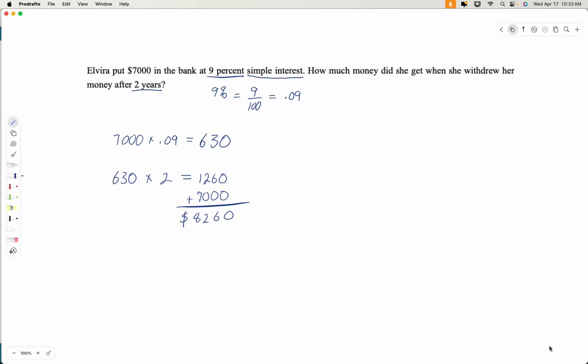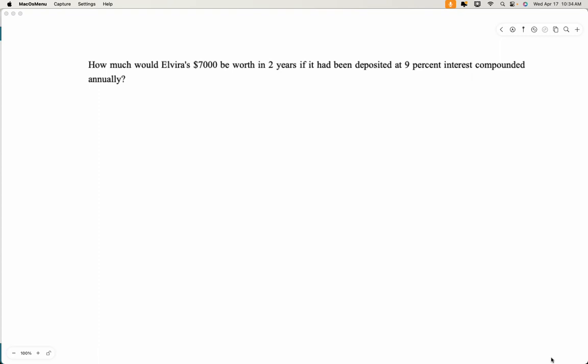Now let's look at the next one. The second problem says, how much would Elvira's 7,000 be worth in 2 years if it had been deposited at 9% interest compounded? So there's a difference. Simple interest means that it is an interest rate on the original amount that you deposit. Compounded interest means that you're going to earn interest on your interest. So we would do the same calculation.